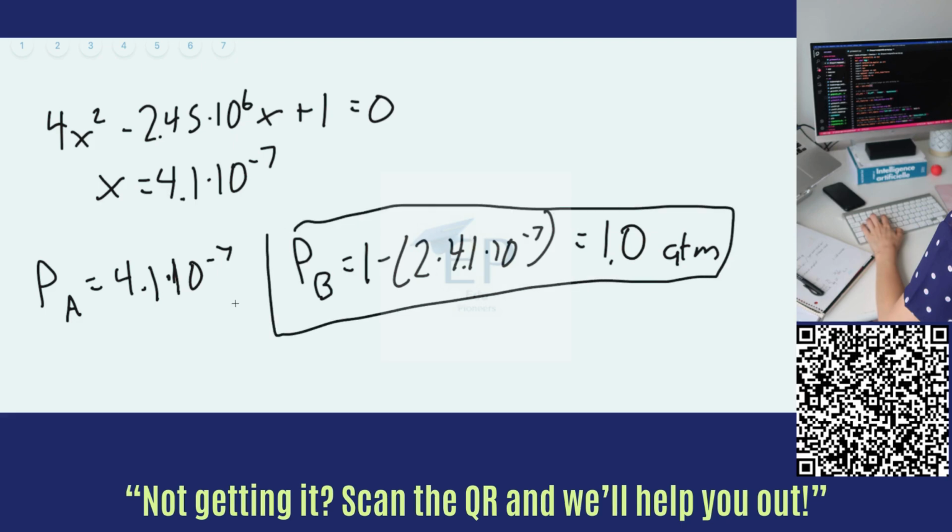So there's our partial pressure for B, and our partial pressure for A is this. And this makes sense since on the previous page our Kp was very, very high, which means it heavily favors the products, and therefore the partial pressure of A is essentially 0, and the partial pressure of B is essentially 1 atmosphere. But that is the final answer for this problem.